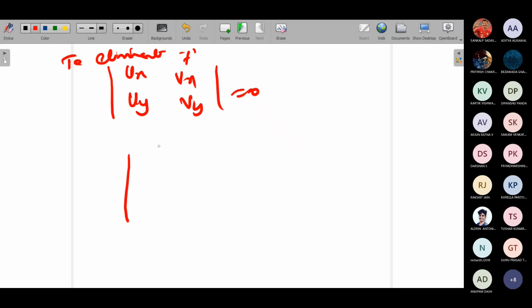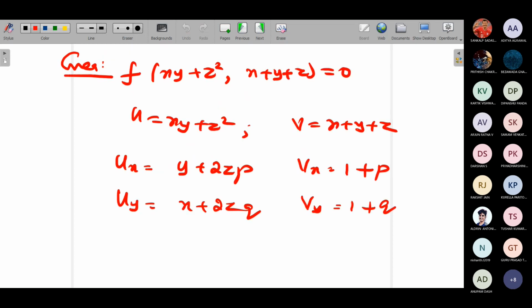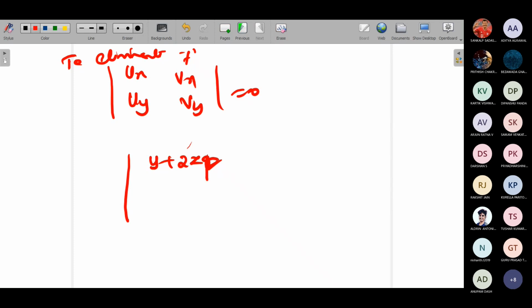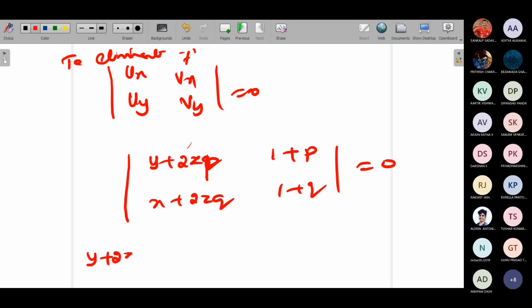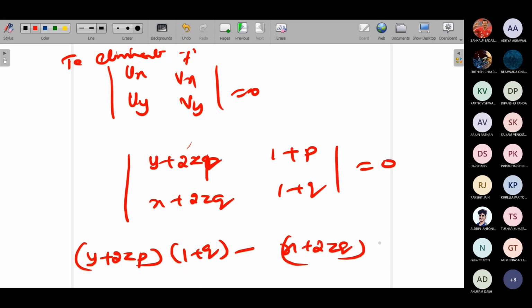Now what is your ux? ux is y plus 2zp. And what about your uy? uy is x plus 2zq. And here it is 1 plus p, 1 plus q equal to 0. Now find the determinant value. We'll get y plus 2zp into 1 plus q minus x plus 2zq into 1 plus p equal to 0.